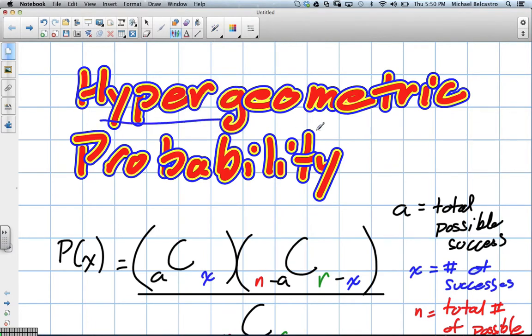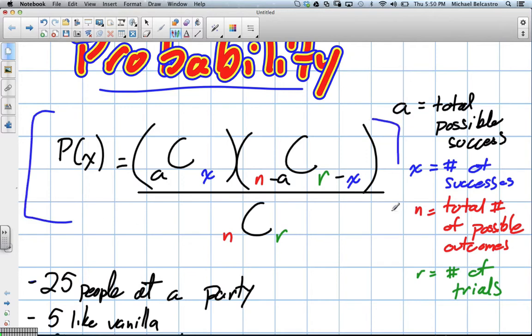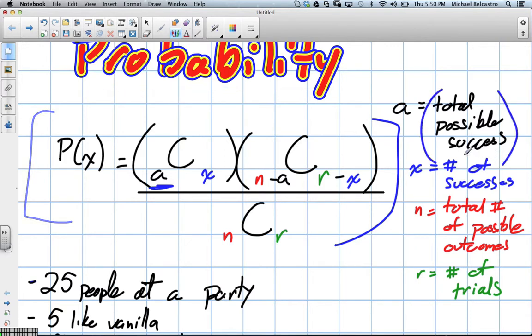Hypergeometric probability, right? Here's our probability formula, relatively large with many different variables involved. A is the total possible successes, so how many people or things involved will give us a success. X is the actual number of successes we want to have.